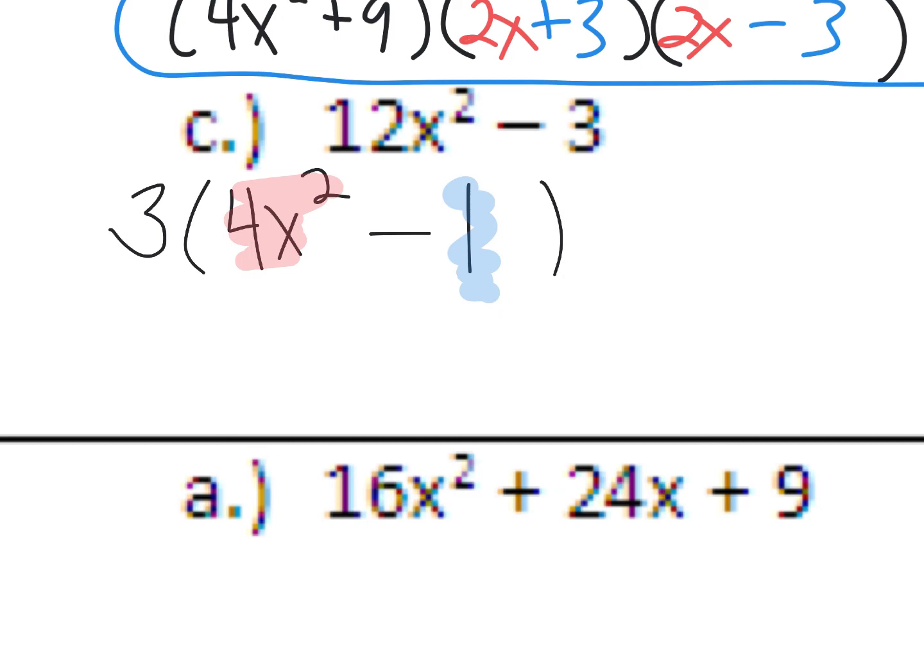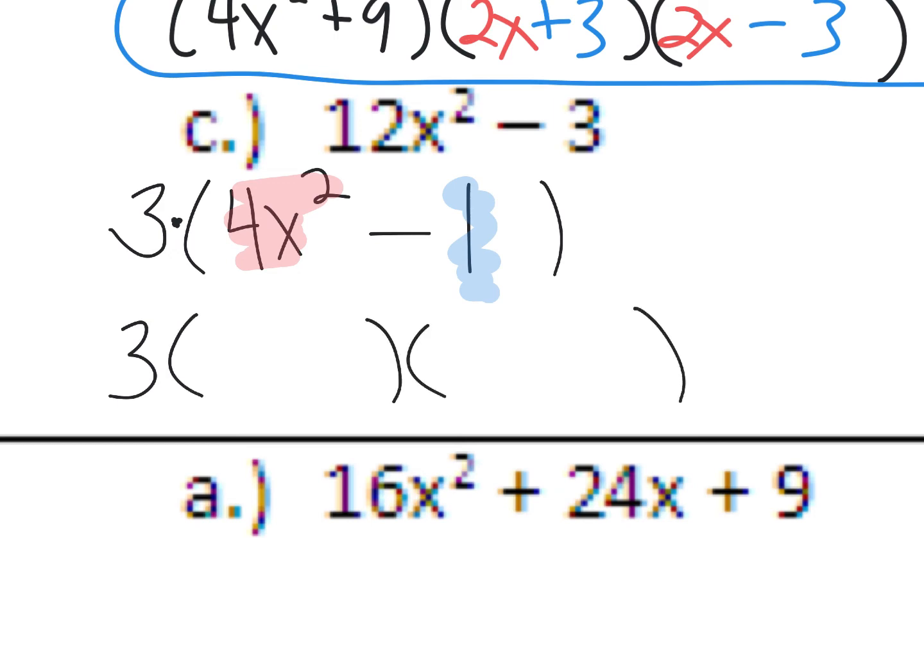The 3, kids are always like, what do I do with the 3? Literally nothing. Remember, we're factoring. Factors, my friends, are things in a multiplication problem. Do you see how the 3 is being multiplied by 4x squared minus 1? That 3 is now a factor. It's just part of your factored answer. It's touching multiplication. So what do you do with it? Bring it down to be part of your answer. It's a factor, right?